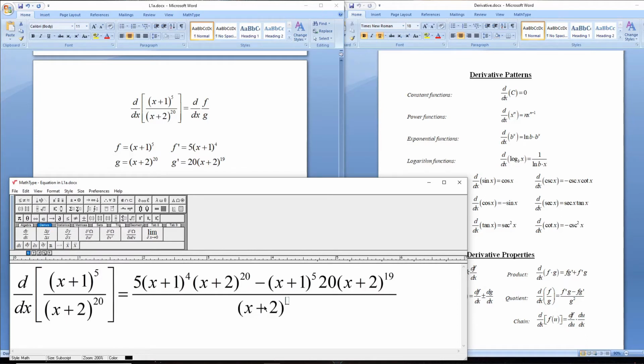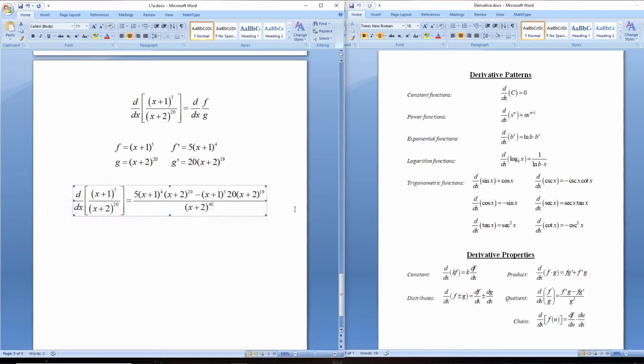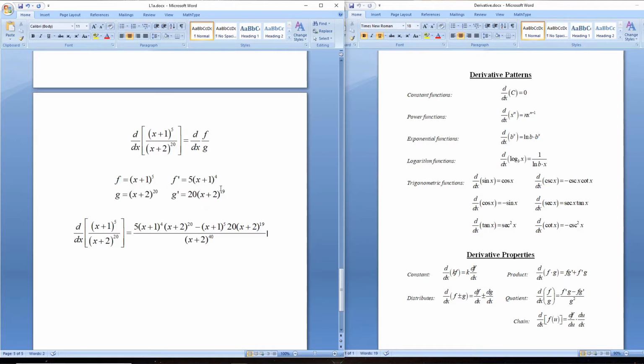Now this is raised to the 20, and we're squaring it. So an exponent raised to an exponent means you multiply. And there it is. Not pretty looking. But here is our derivative then for x plus 1 to the 5th over x plus 2 to the 20th.